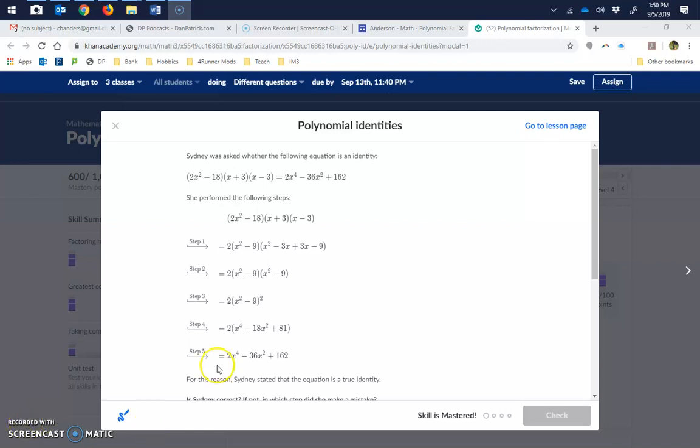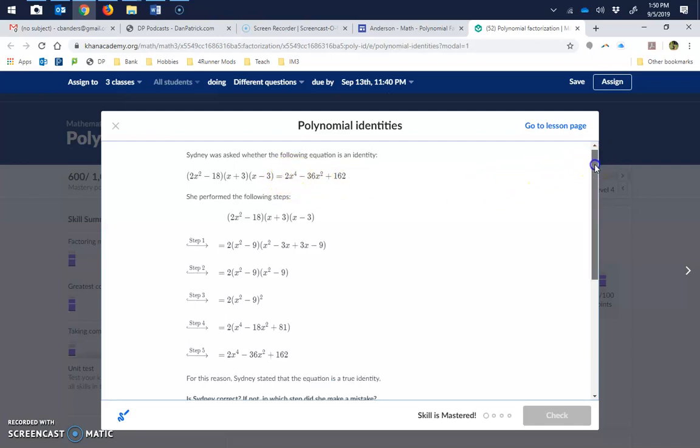Polynomial identities. Sydney was asked whether the following equation is an identity. So we have 2x squared minus 18 times x plus 3 times x minus 3, and they're saying that's equal to 2x to the 4 minus 36x squared plus 162. She performed the following steps. So they rewrote the left side of the equation, and they're trying to check to see if it's equal to this.